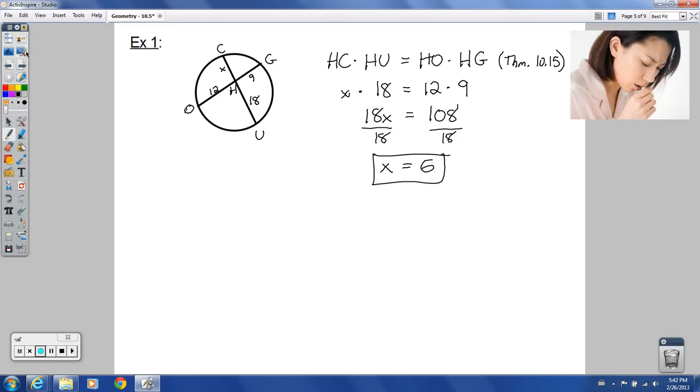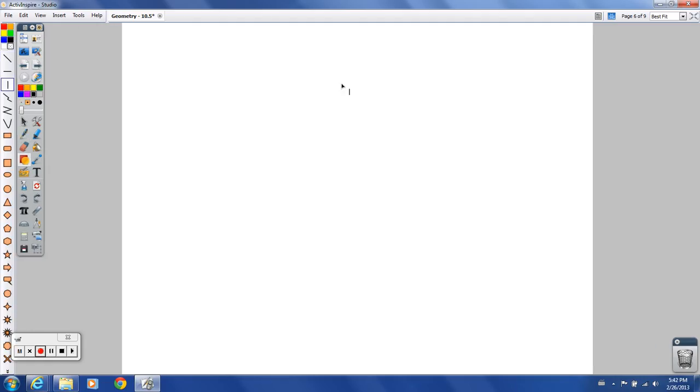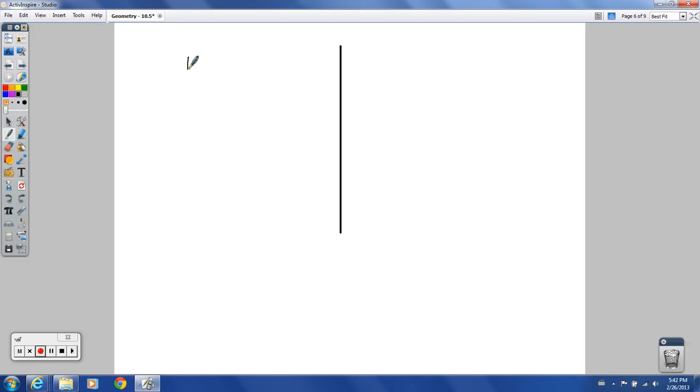Now let's check out Theorems 10.16 and 10.17 and then do a couple more examples from there. So Theorems 10.16 and 10.17 say this. Let's split this up. We'll have plenty of room for that. This will be Theorem 10.16. This one will be Theorem 10.17.